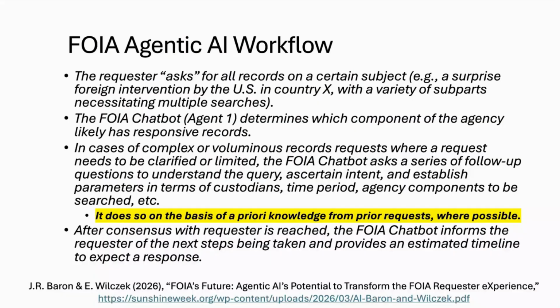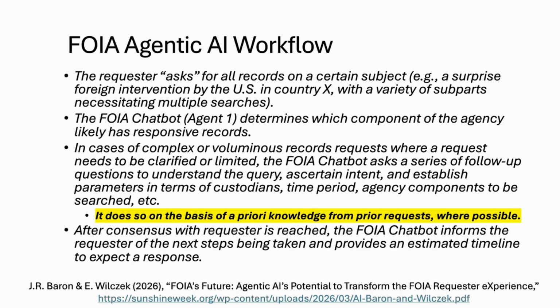Now I'm going to walk through the workflow, and I'm going to be mindful of time here. I'm repeating myself, but I just want to make sure everybody understands what is being proposed in terms of the steps here. So the requester asks for all records, let's say, on a surprise foreign intervention by the US in country X, maybe in the Middle East, with a variety of subparts necessitating multiple searches. So the chatbot is determining which component of an agency is likely to have responsive records. Actually, in the United States, there's a FOIA.gov portal that one could go to, which then farms out to different agencies, but that's another layer here. But if you're just focusing on one agency, and you have complex requests, they need to be clarified.